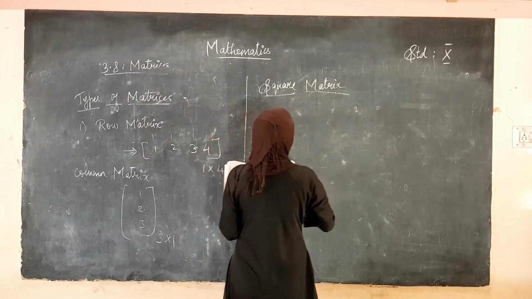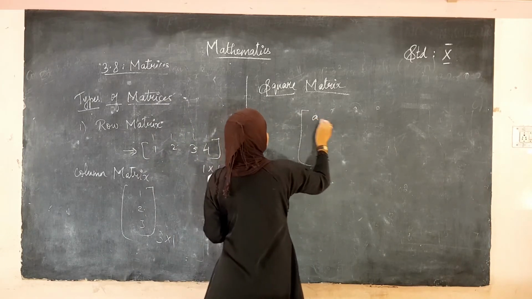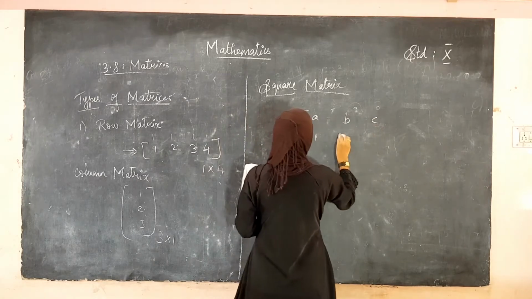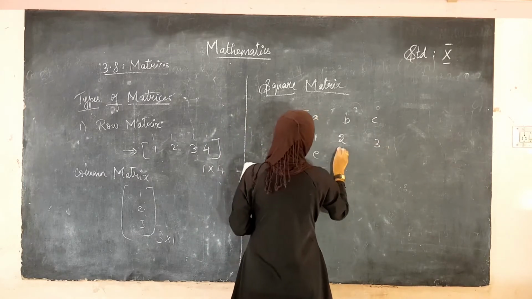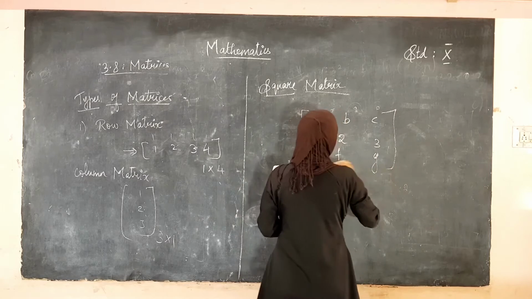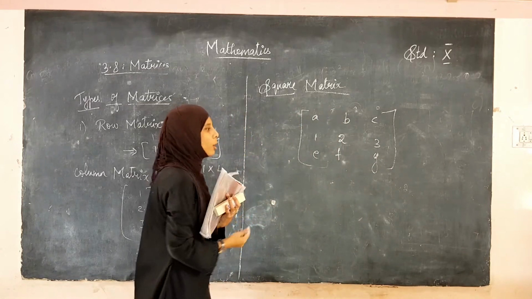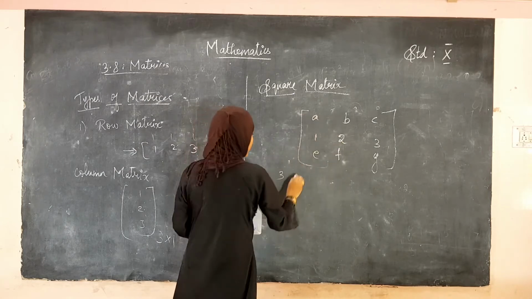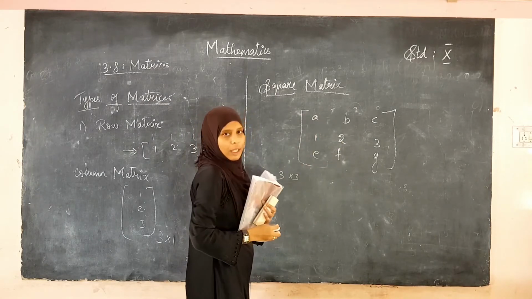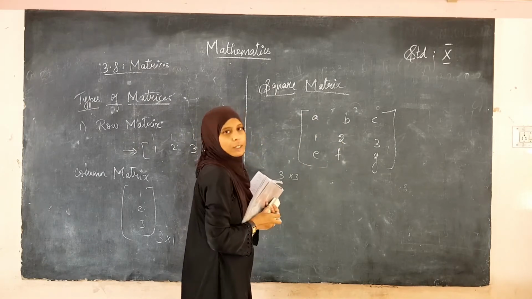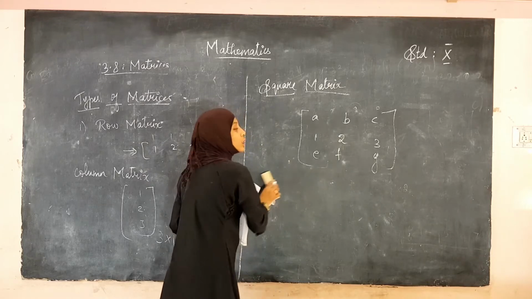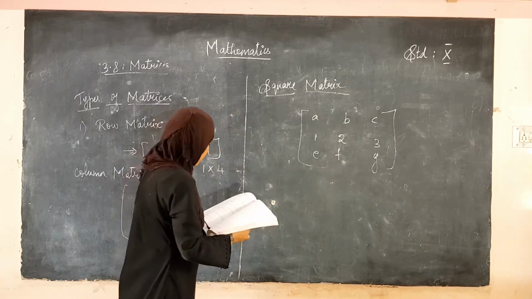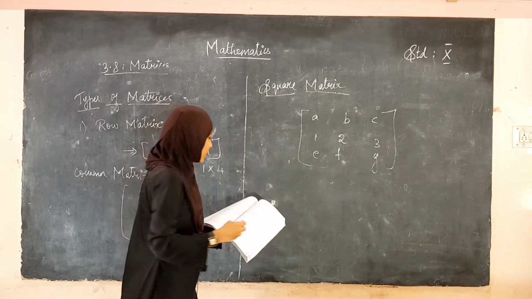See here. What is the number of rows here? The number of rows here is 3. And what is the number of columns here? That is also 3. So, if the number of rows is equal to the number of columns, then we can say that matrix is a square matrix. With this only we are going to see the next matrices also.